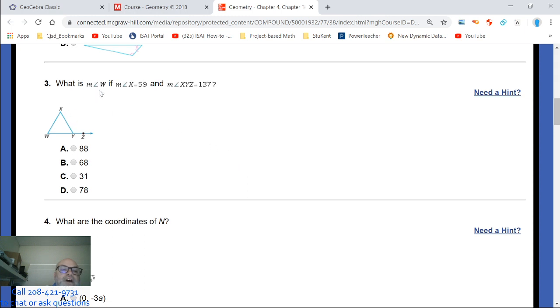Let's take a look at 3. What is the measure of angle W if the measure of angle X is 59 and the measure of angle XYZ is 137? Okay, this is really good. I like this problem.